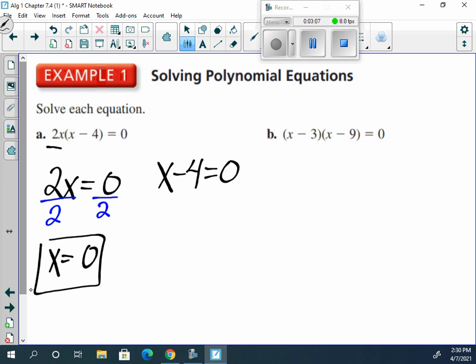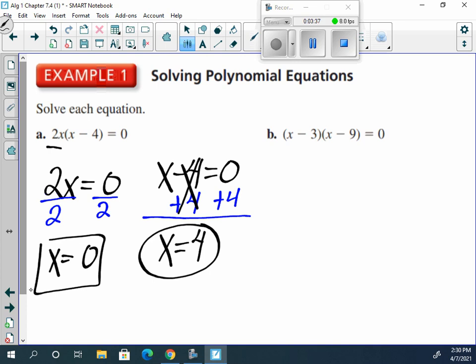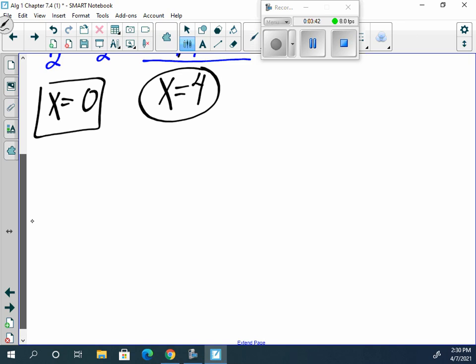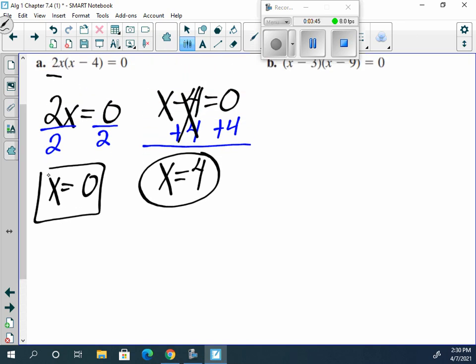Okay. How about the other one here, x minus 4? How can we solve that for the value of x? Because we want to get x by itself, so we need to move the negative 4. Well, negative 4 plus 4 is 0, so these cancel, giving me x by itself, and x is equal to 4. So these here are our two values. Any questions on this here?